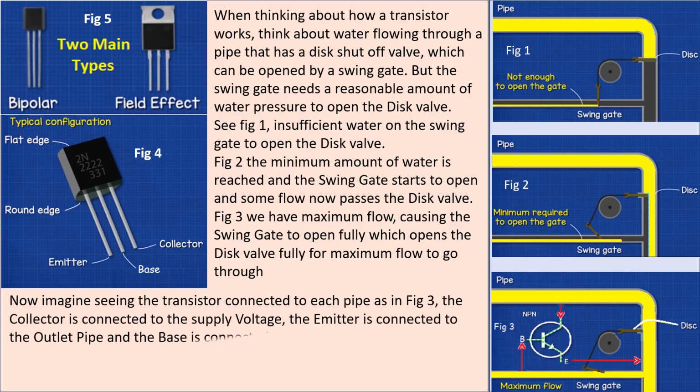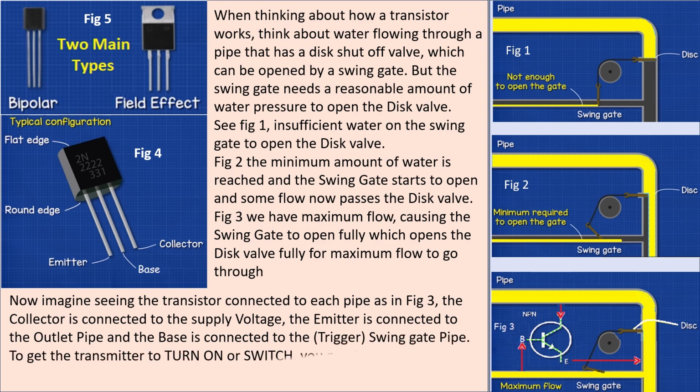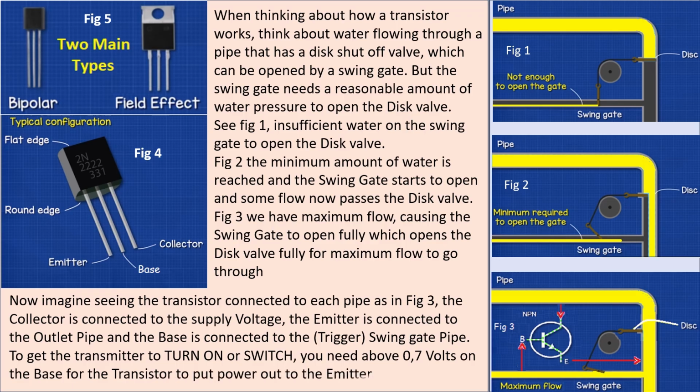Now imagine seeing the transistor connected to each pipe as in Figure 3. The collector is connected to the supply voltage, the emitter is connected to the outlet pipe, and the base is connected to the trigger swing gate pipe. To get the transistor to turn on or switch, you need above 0.7 volts on the base for the transistor to put power out to the emitter.